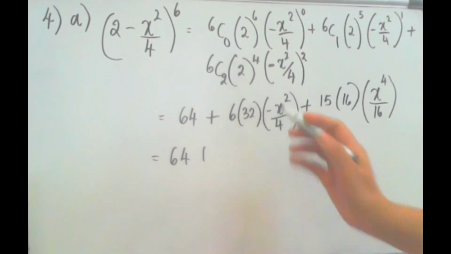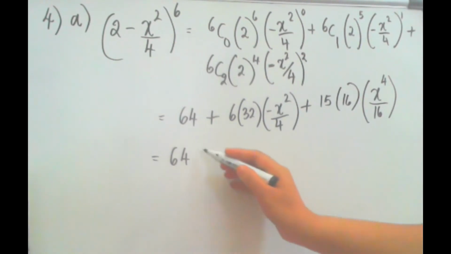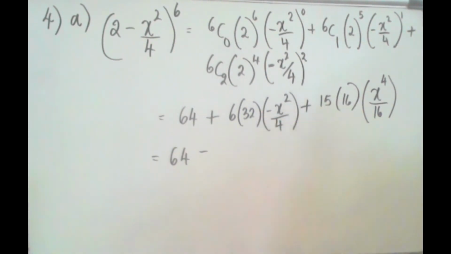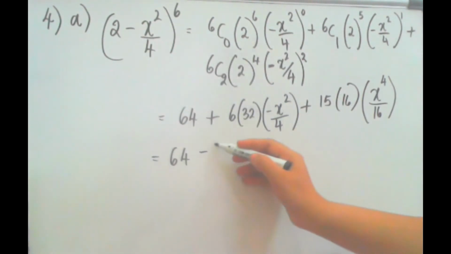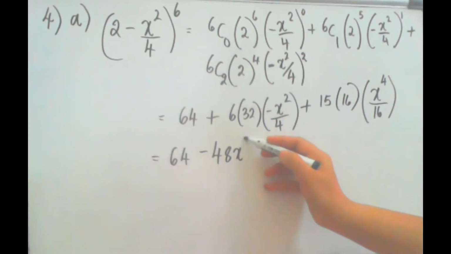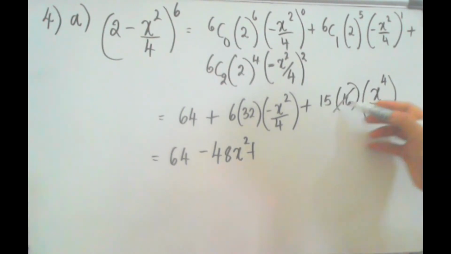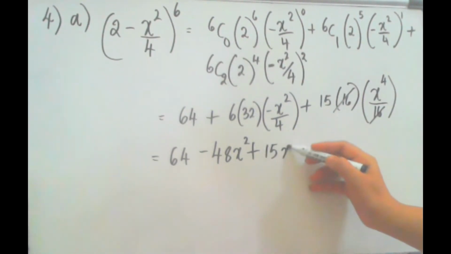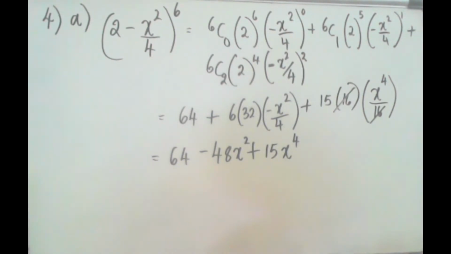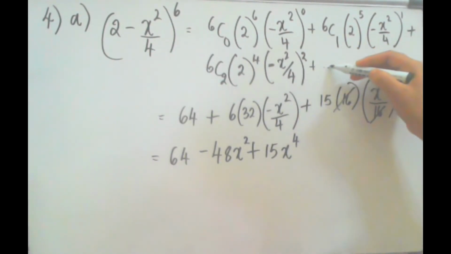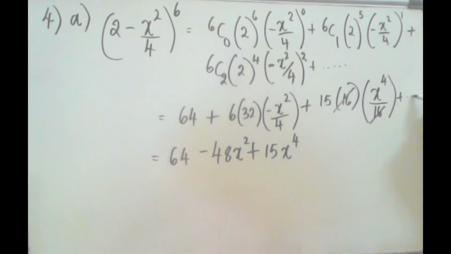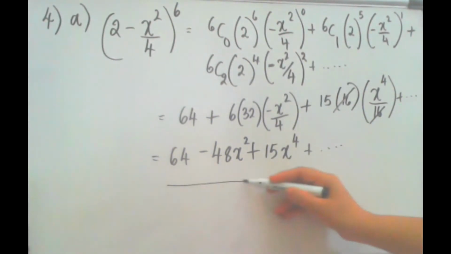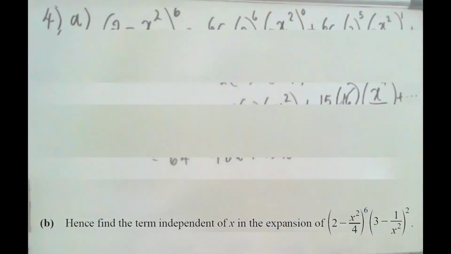So here plus and minus, we get a minus. So 6 multiplied by 32 divided by 4 gives us 48x square, plus this 16 cancels out with this 16, we get 15x power 4. So it is better to show this because there are many more terms. So this is the answer for 4a.